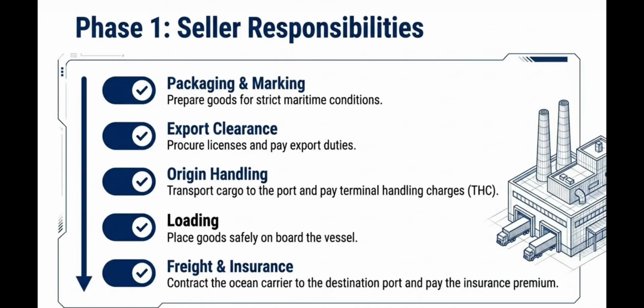Following that logic, let's look at slide 5, which breaks down the specific responsibilities of the seller during phase 1. To ensure a successful operation, the seller must manage these 5 key steps. First, packaging and marking. We must prepare the goods to withstand strict maritime conditions and ensure they are correctly labeled.